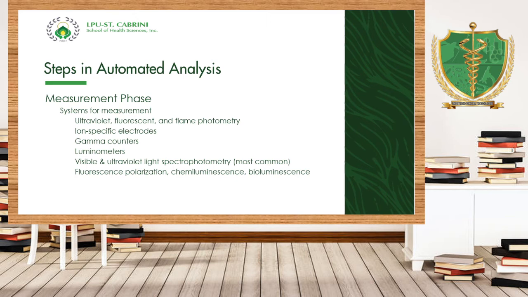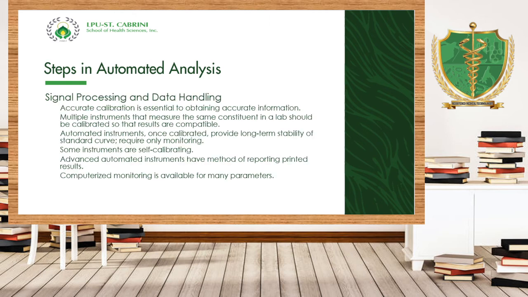Okay, so now we have here in the automated analysis or in the measurement phase. Now, the measurement phase includes the system of measurement. It can be the ultraviolet, fluorescence, or flame photometry, ion-specific electrodes, gamma counters, luminometers, or visible and ultraviolet spectrum, which is the most common, and of course the fluorescence, polarization, chemiluminescence, and bioluminescence, which we are going to discuss, no, in the next learning video.